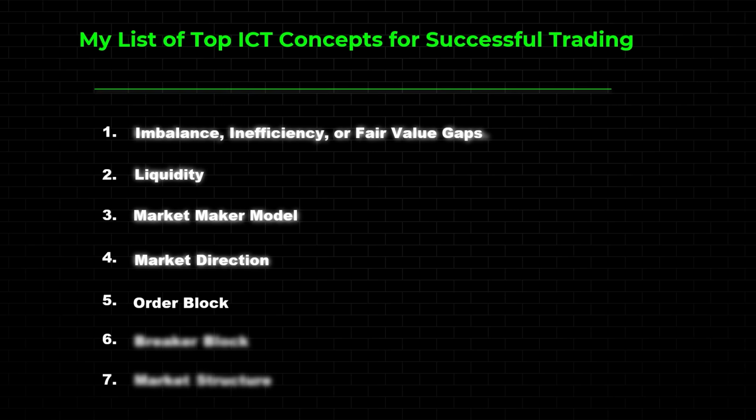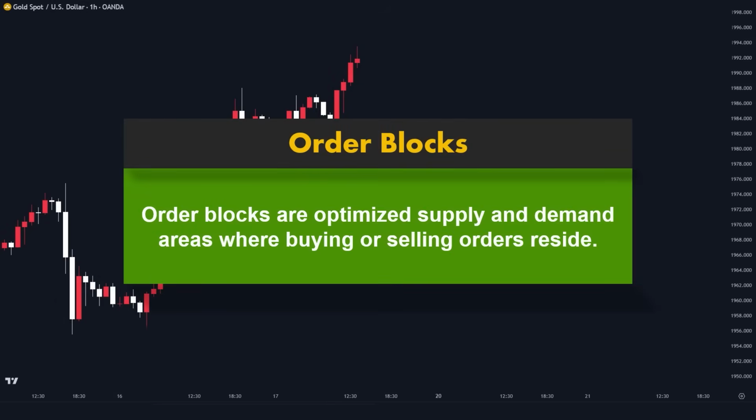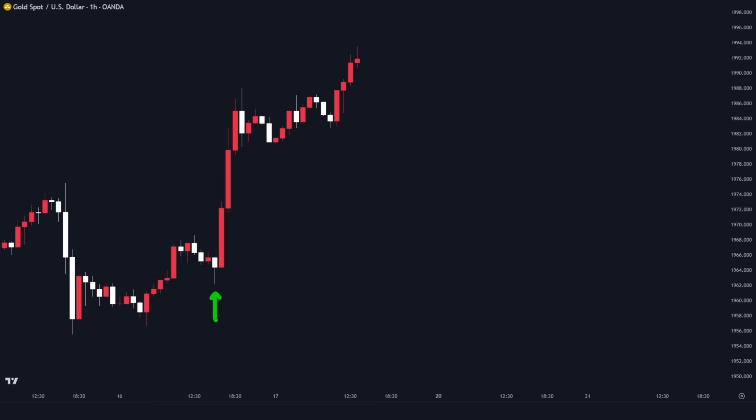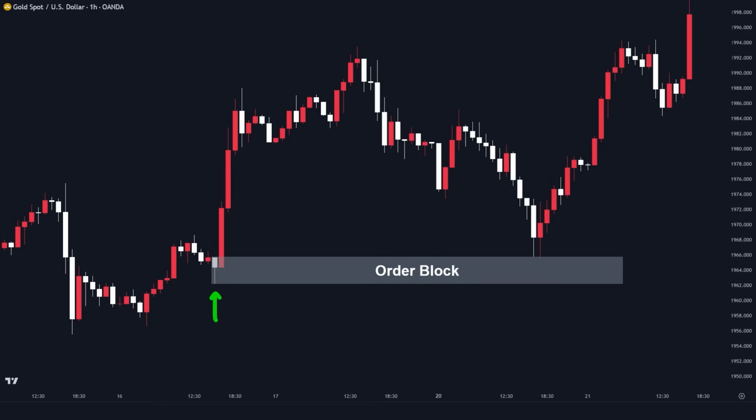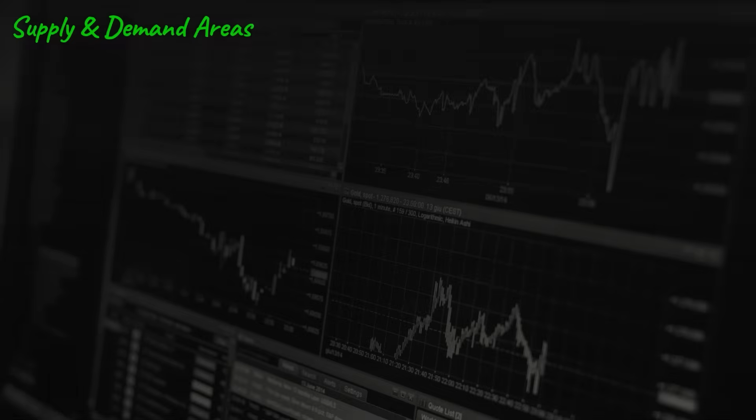Order blocks. Generally, order blocks are optimized supply and demand areas where buying or selling orders reside. The market has rejected these levels once, so when it returns to these levels, it might react to them again. Every order block is a supply or demand level, but not every supply and demand area qualifies as an order block. Let me show you how.